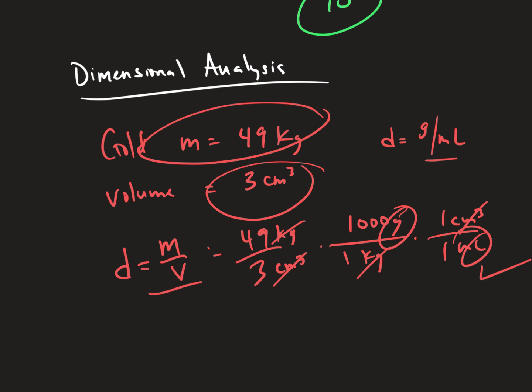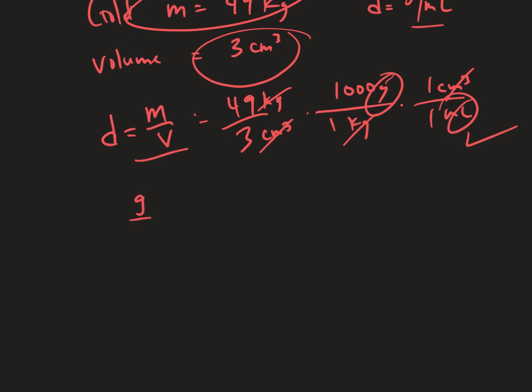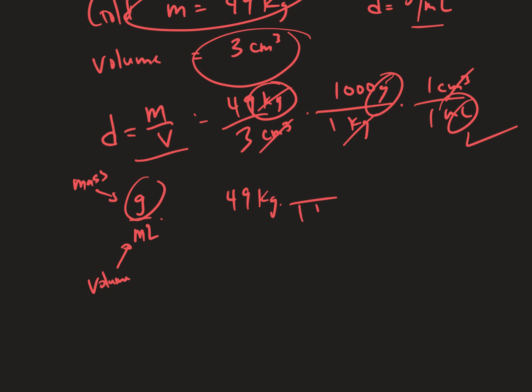But let's say we don't know that formula. So we're looking for grams per milliliter. Is it good to know that's a unit of mass? Yes, it is. Is it good to know that's a unit of volume? Yes, it is. Okay, we want that. So I know I have kilograms, so I can go from kilograms to grams, right there. And I get 49,000 grams.